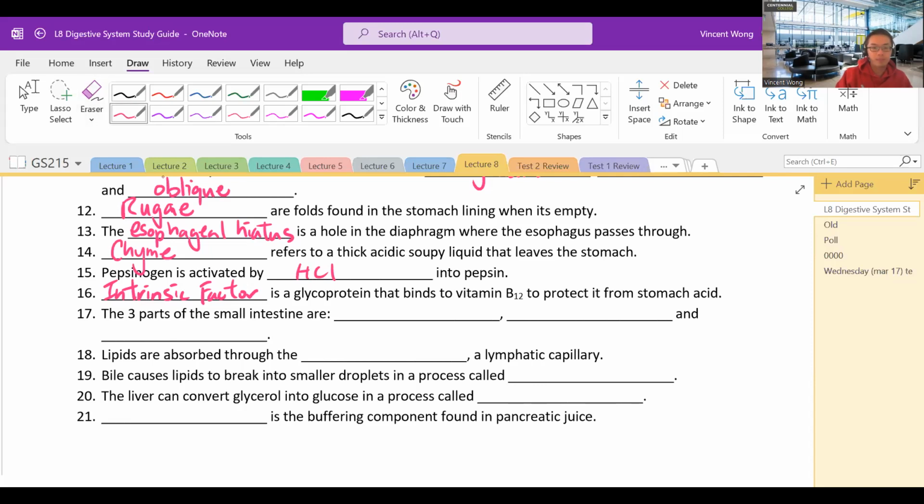The three parts of small intestine are duodenum, followed by jejunum and ileum. Lipids, because they don't mix well with the liquid part of the blood, they must be absorbed through special things called lacteal in the small intestine. They are taken to the liver where they will be combined with lipid-carrying proteins before they can enter the bloodstream.